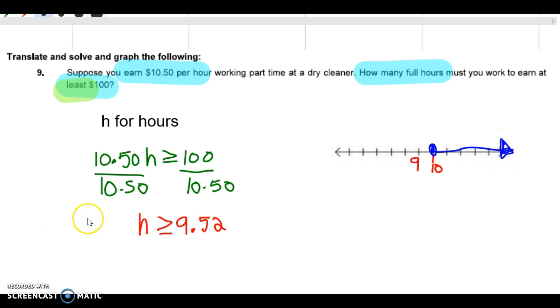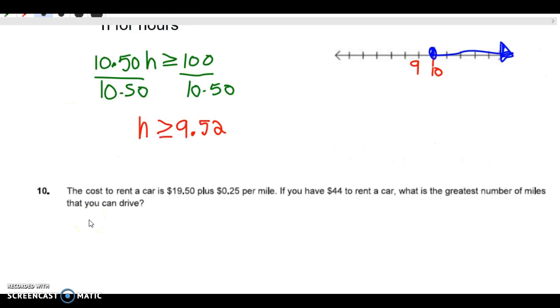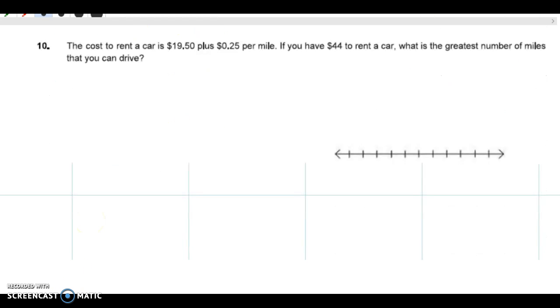Okay, now let's take a look at example number 10. The cost to rent a car is $19.50 plus 25 cents per mile. Okay, so $19.50 plus 25 cents per mile. So every mile is 25 cents. If you have $44 to rent a car, what is the greatest number of miles that you can drive?